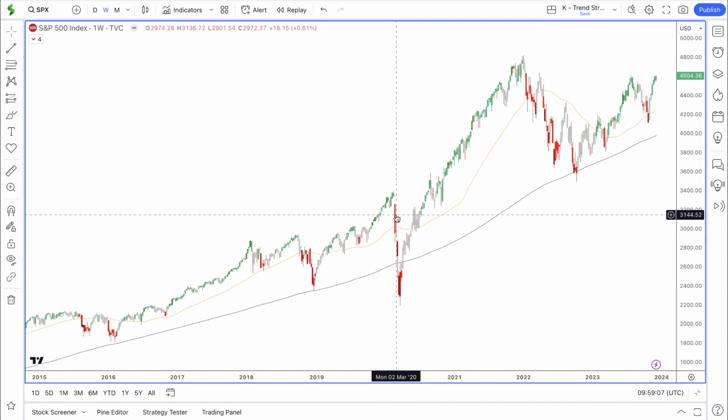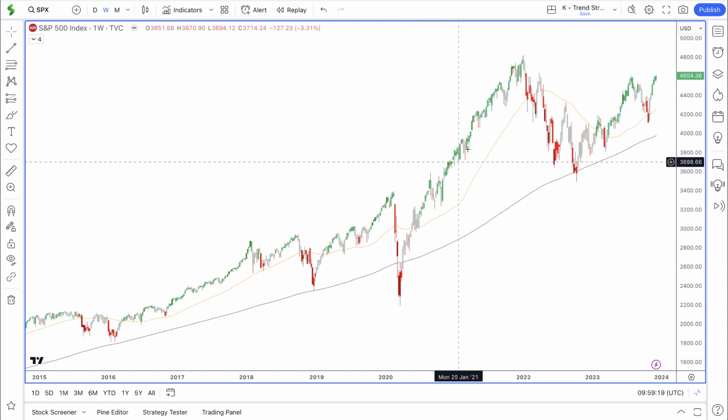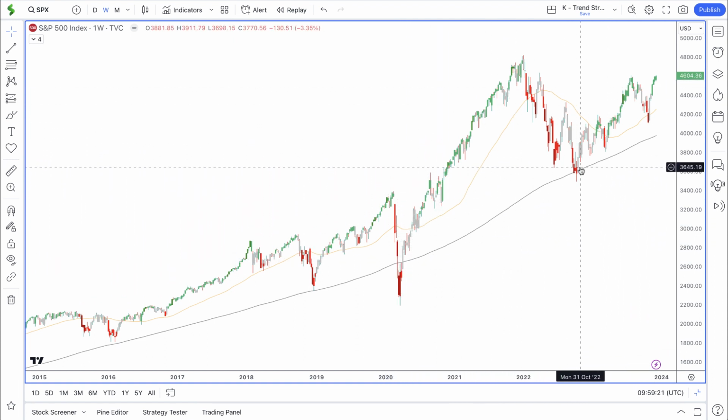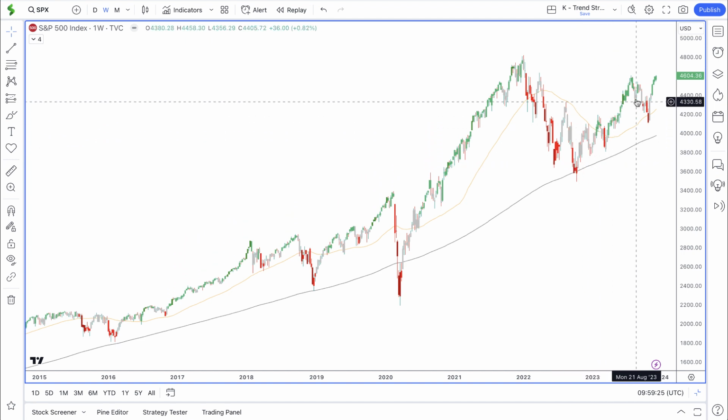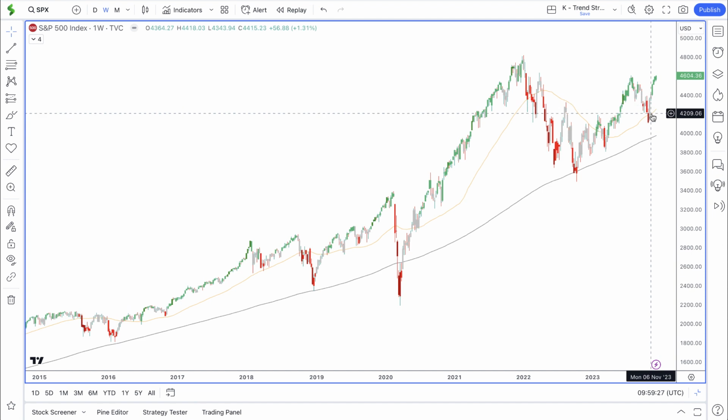here in March 2020, this was during the pandemic, so we saw a very deep move against the trend, and price actually dipped below the 200 simple moving average, but a few weeks later popped its head back above this level and continued the bullish momentum. Again, we had the bounce off the 200 in October 2022, and more recently price has just been using the 50 simple moving average as support.